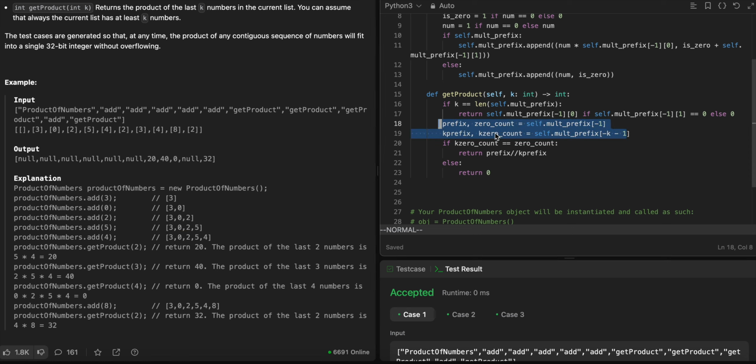So I get both these prefixes, and then I'm going to check if the zero count is the same. If the zero count is the same, meaning the prefix is not 0, because that 0 is encountered here, not here, I'm going to divide them successfully together. Otherwise, that means there's a 0 here somewhere, so I return 0, and this is an O of 1 solution.